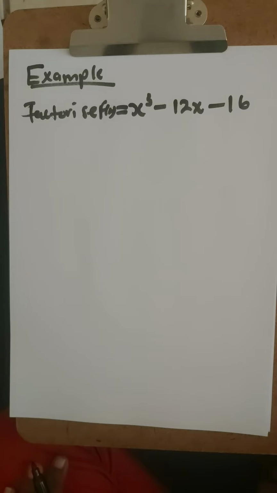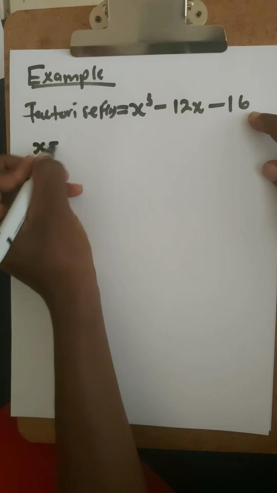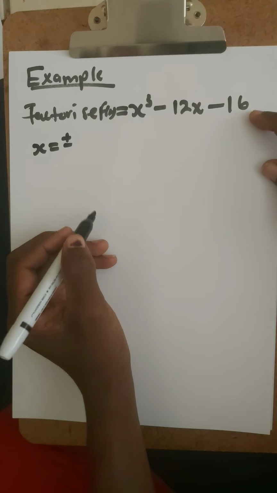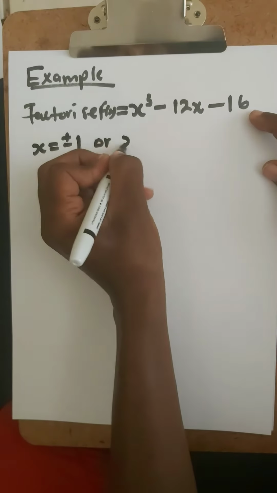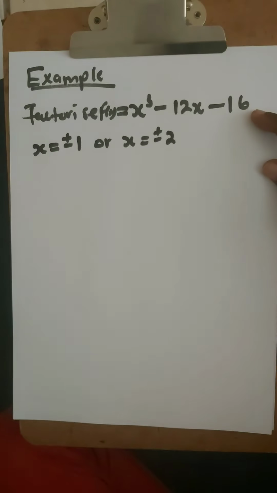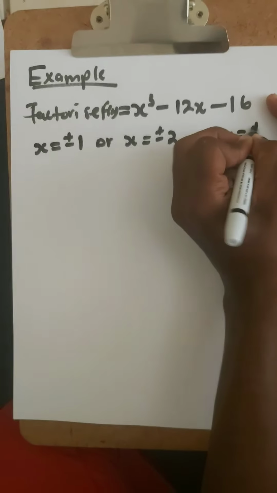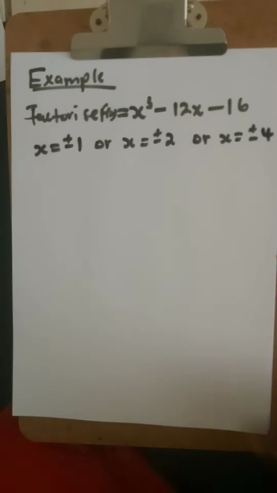Usually what you do is check the factors of the last term. For example, plus or minus 1, or x is equal to plus or minus 2, or x is equal to plus or minus 4. So the factors of 16.